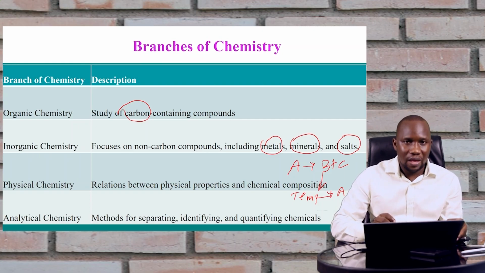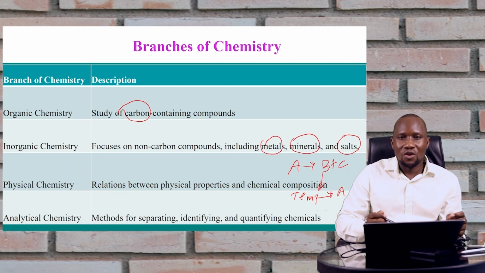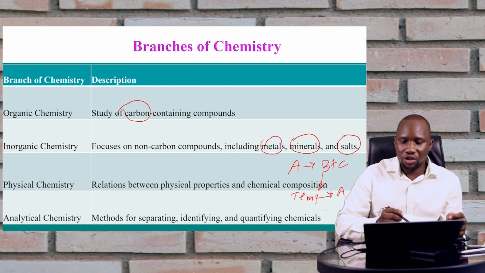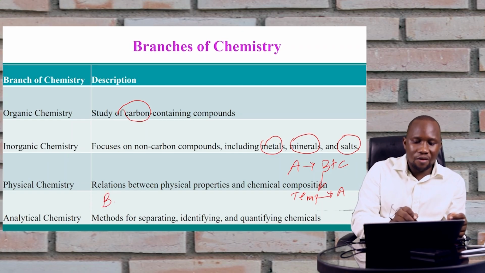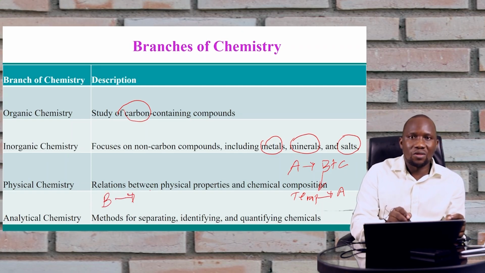And then 4, analytical chemistry. Here you're investigating what is in a particular compound or a particular chemical. You want to know what the composition is, and you look at quantifying the composition. So if you have a compound B, what does this compound B contain? You don't know, so you want to identify what is there. That is what you're interested in.